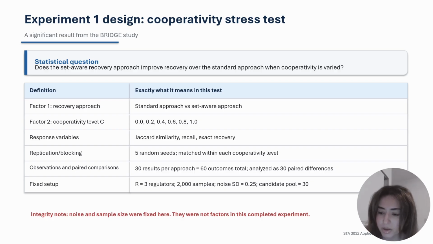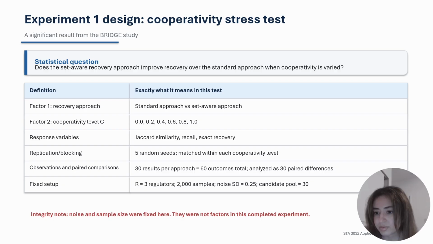We had also response variables: recall, exact recovery, and Jaccard similarity. Each response is calculated for both approaches under the same conditions, making it possible to compare the results. So 5 random seeds have been used for each of the 6 cooperativity levels. So 6 levels multiplied by 5 gives 30 matched conditions.